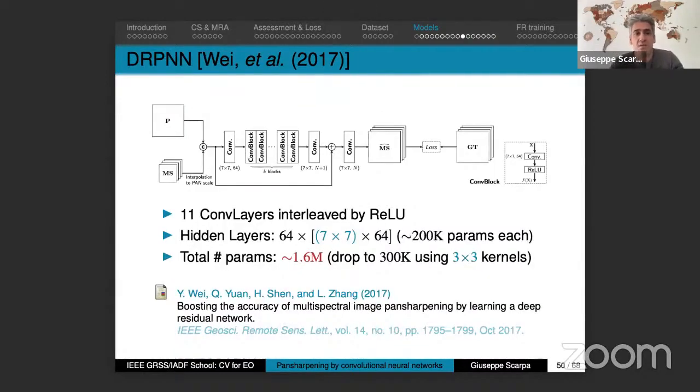To see a heavier model, we can move to DRPNN, which is the deep residual pan-sharpening neural net. This net is composed of 11 conv layers that are thicker with respect to the previous networks, with more activation maps per layer, and 7x7 kernel supports. You can also see a global skip connection for residual learning. This net is about 10 times heavier than PNN or PANNET in terms of number of parameters.